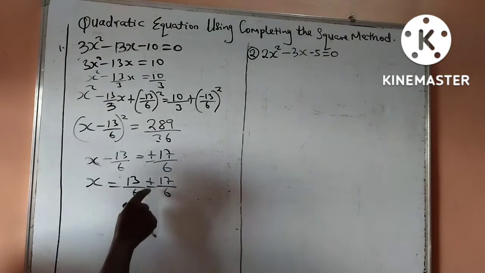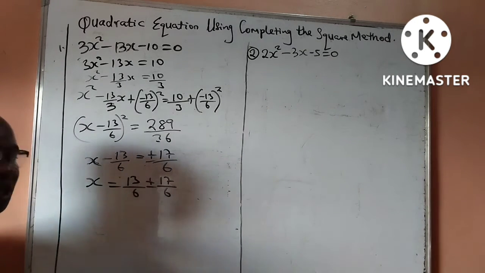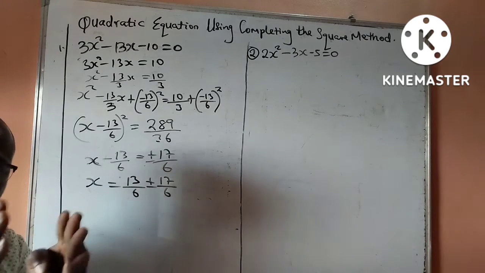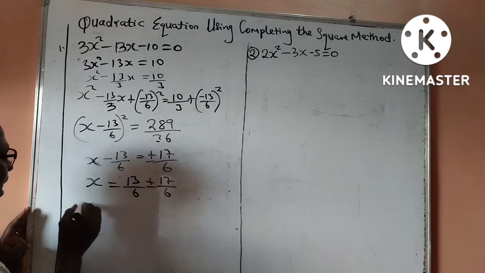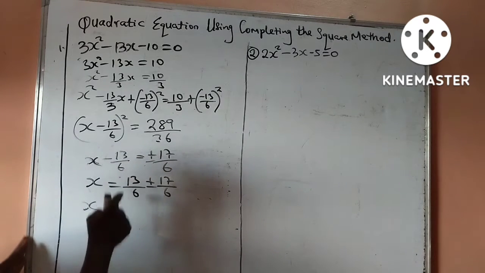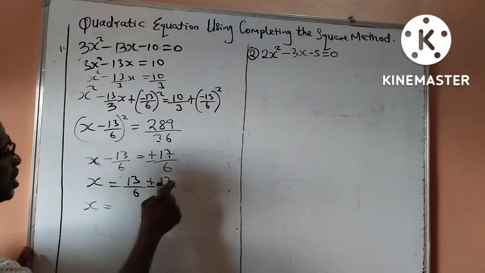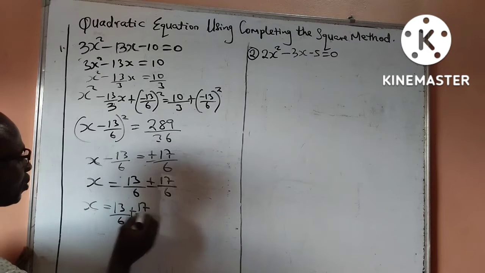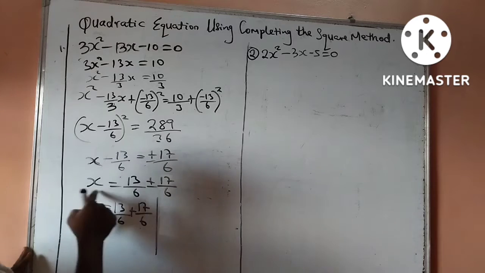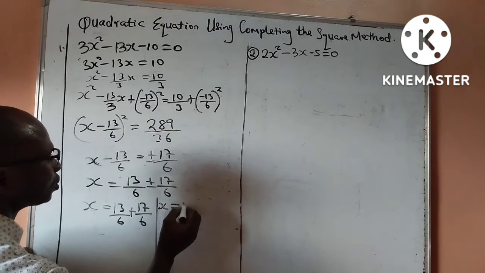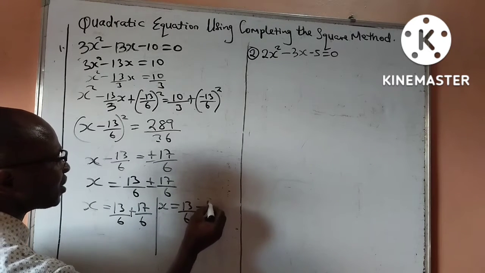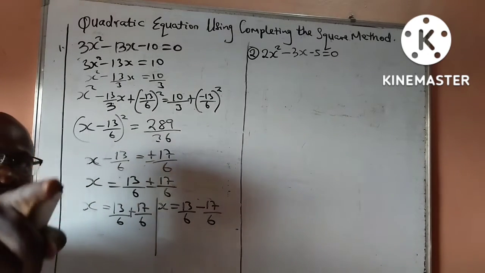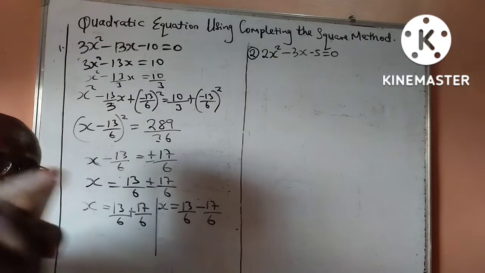The last step is, since I have plus or minus, I will take plus to get the first answer and take minus to get the second answer. How to do it? I will have x is equal to 13 over 6 plus 17 over 6, or I will take x equal to 13 over 6 minus 17 over 6. Since I have plus or minus, that is the final step, the seventh step that gives us the correct answer.